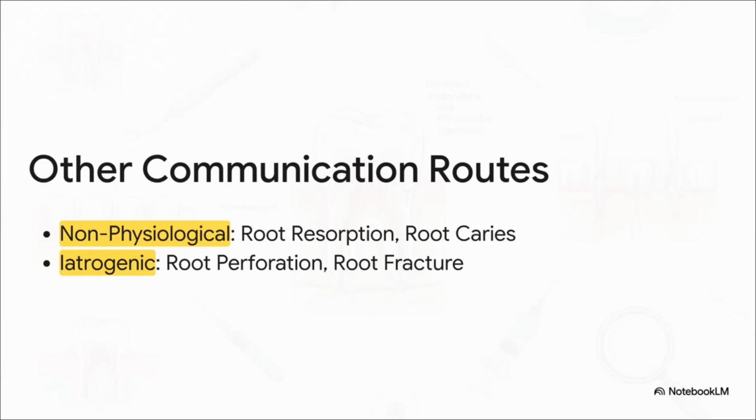But it's not just about the natural anatomy, right? Diseases like root resorption or really deep root caries can literally carve out brand new pathways. And then you've got those iatrogenic issues we mentioned, the operator-induced stuff. A perforation during a root canal or a vertical root fracture, boom. That creates a direct superhighway between the inside and the outside of the tooth.